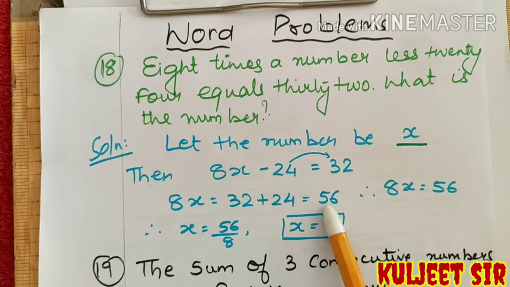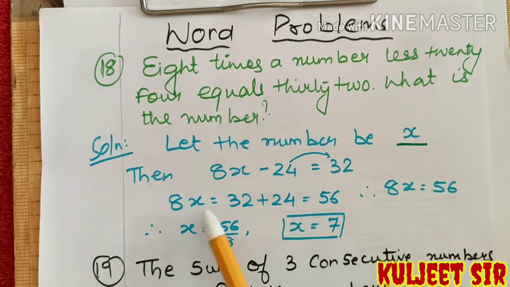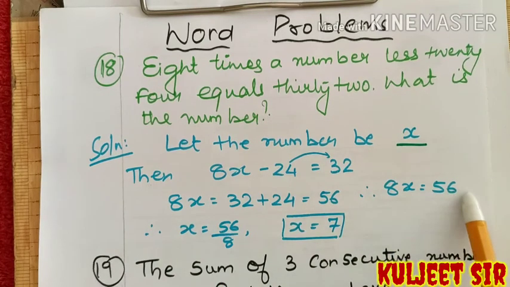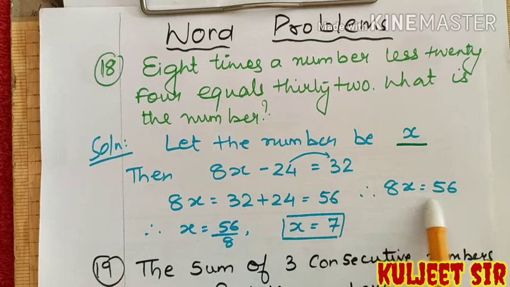But still the answer is not yet done. This 8x is the 8x here, and the 56 I have got by adding the two numbers. So in order to still get the value of x, I will keep the x constant over here and I will divide 56 by 8. 8 sevens are 56. So the value of that unknown number which we have to get is x. x is equal to 7.